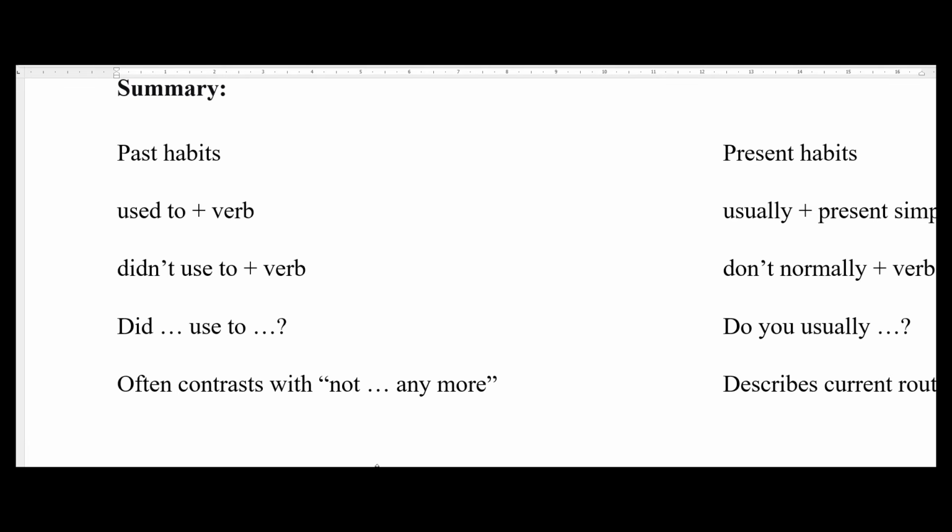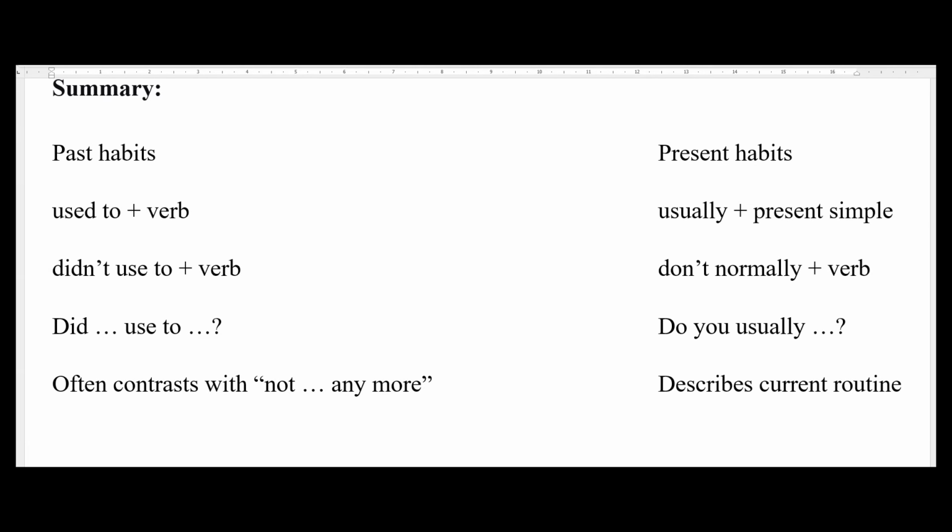And a quick summary. Let's take a look. Past habits: used to, didn't use to, did use to, often contrasts with not anymore. And present habits: usually plus present simple, don't normally or don't usually plus verb, do you usually. It just describes current routine. And that's all for now.